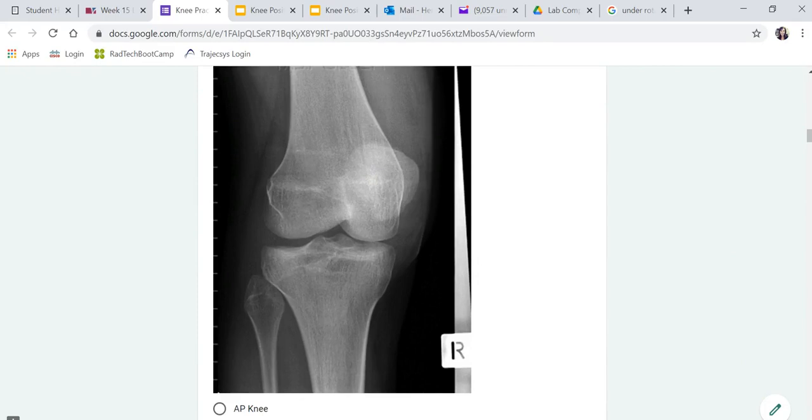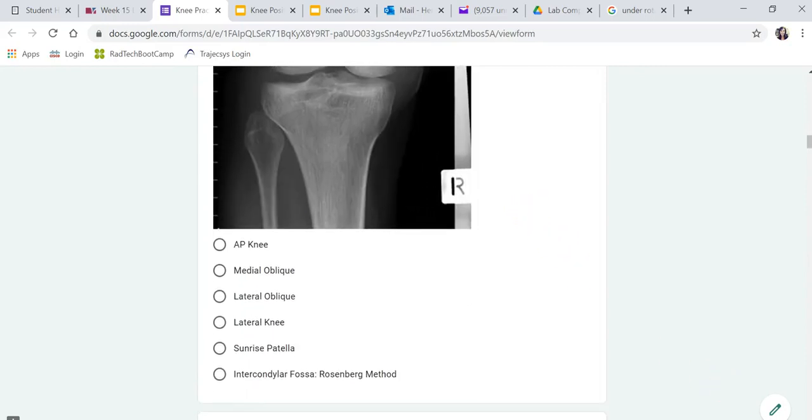and then I show you some x-rays. So tell me what projection or position this is. And you should be able to look at the relationship between the tib-fib and the position of the patella and tell me which projection or position this is.